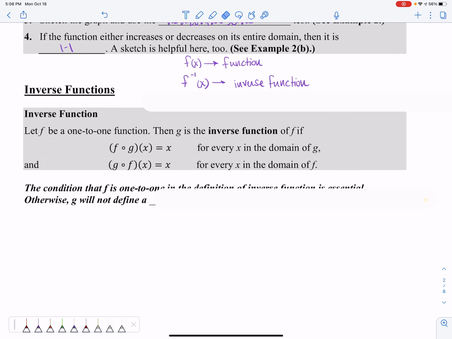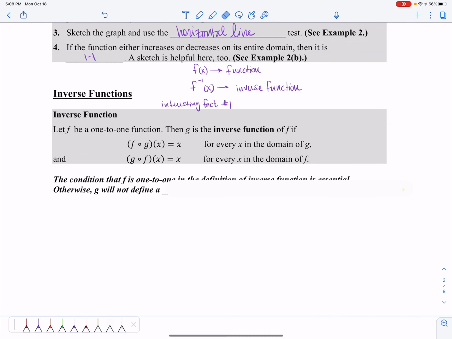Now, let's talk about these inverse functions. I like to name this gray box the first of several interesting facts. So this is interesting fact number 1. If I have a function that's one-to-one, then another function, in this case we'll call it g, is an inverse of my original function f if the following happens: f of g of x equals x, and g of f of x is equal to x. Both of these have to happen at the same time. So interesting fact number 1: f of g has to equal x, and g of f has to equal x. If that happens, then my function has the inverse, and the inverse is g. f and g are inverses of each other.